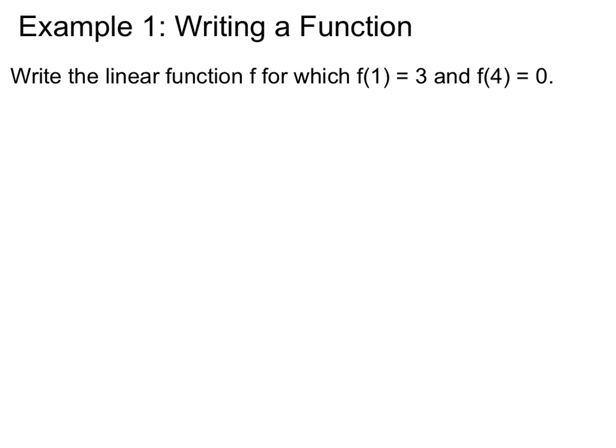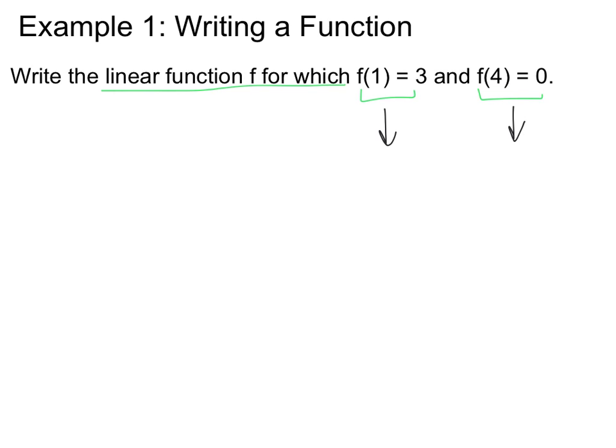The first one that we're going to look at is writing a function. In this example, we are going to write the linear function for which f of 1 equals 3 and f of 4 equals 0. What we need to understand is that this is simply a notational issue. These are pieces of information that are going to give us a lot of insight into what this function looks like.